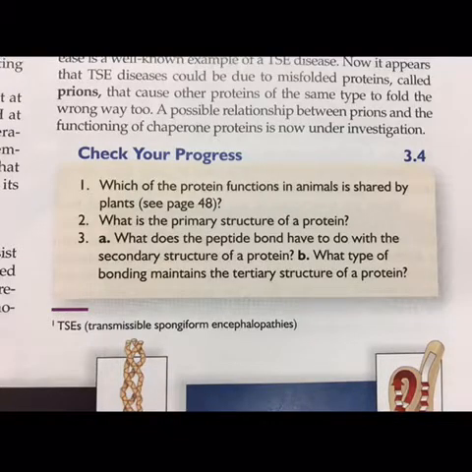Check your progress. Question 1. The protein functions, metabolism, transport, and regulation in animals is shared by plants. Question 2. The primary structure of a protein is the sequence of amino acids that form a polypeptide. A. The peptide bond includes a partially negative hydrogen. Hydrogen bonding between peptide bonds makes the protein secondary structure. B. Covalent bonding between R groups, such as disulfide linkages.